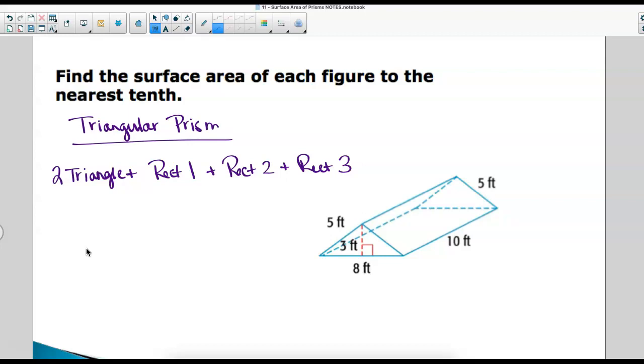Okay, I'm going to start with the triangle. So I'm going to take one of my colors. I'm going to use purple since that's what I have right now. And I'm going to just outline the triangle. Grab one of your colors and do the same thing. We're only looking at the triangle right now.